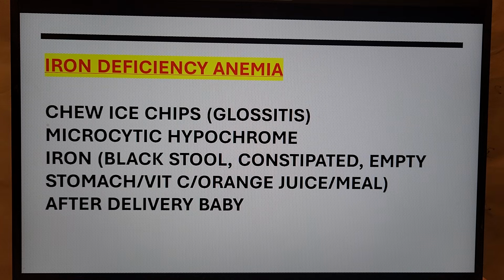So give them iron and teach them. If you give them iron, the stool will be black. Don't freak out, right? That's normal, black stool. They are at risk for constipation. So tell them high fiber and increase fluid, right? And when they take iron, the best is empty stomach. But if it irritates their GI, then take it with orange juice, vitamin C, or take it with food, right? Do not take it with milk. So when taking the iron, the best is empty stomach, or vitamin C, orange juice, or with food.